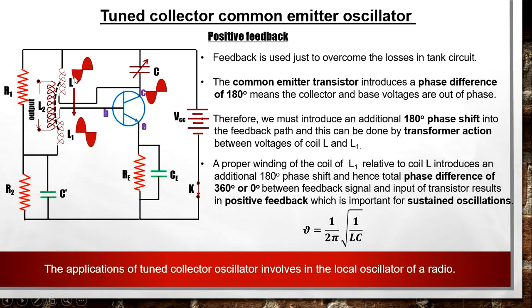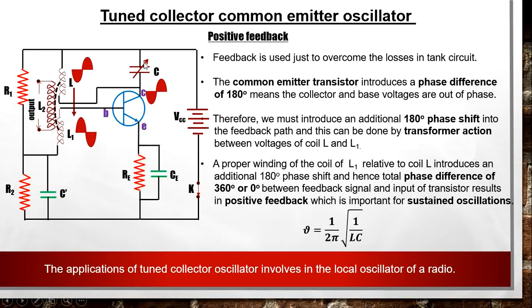So finally, when the signal reaches the base of the transistor, it will be in the same phase as that of the previous signal. So there is a 360 degree or 0 degree phase difference, which means there is positive feedback at the input of the amplifier, and in this way we can get sustained or undamped oscillations. The oscillations finally obtained across inductor L have the frequency 1 upon 2 pi square root of LC. Here L is the inductance of this coil and C is the capacitance of this capacitor.